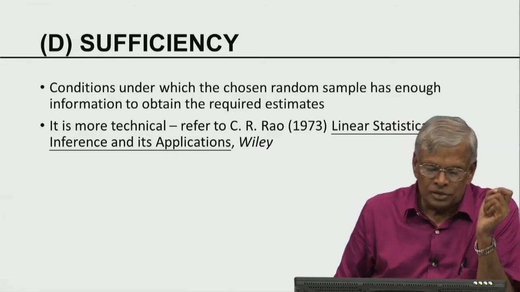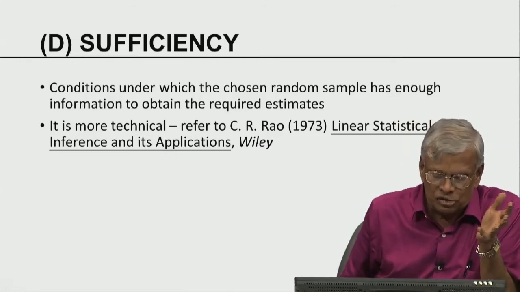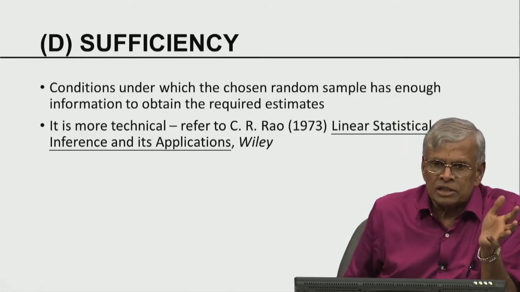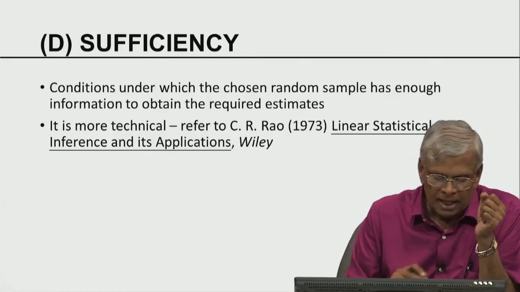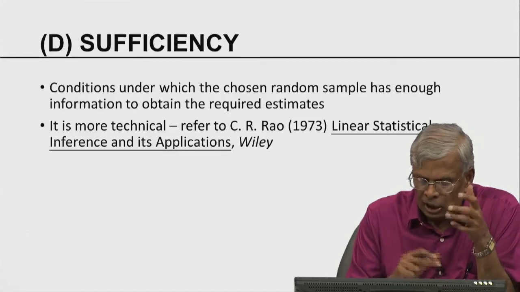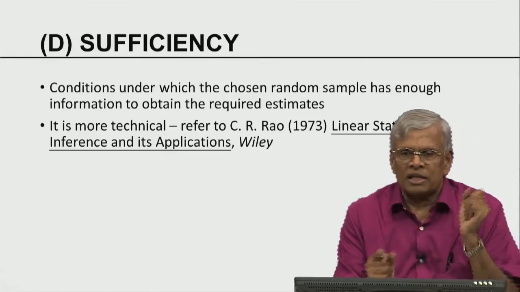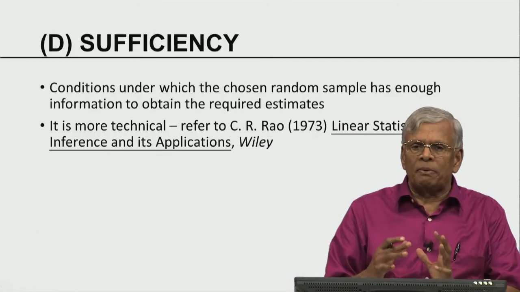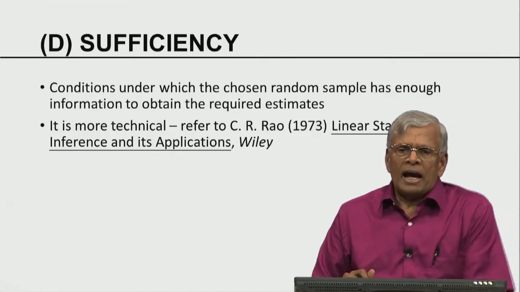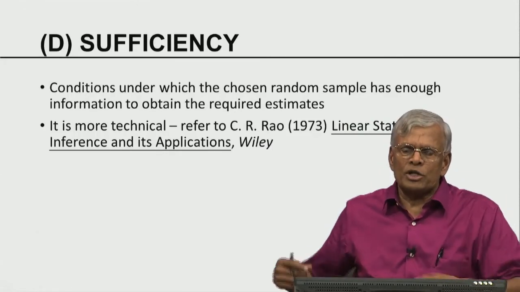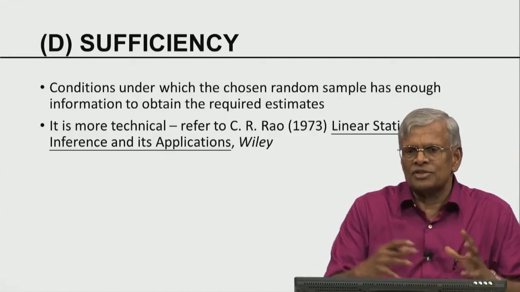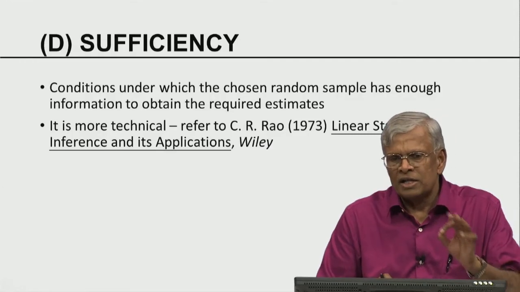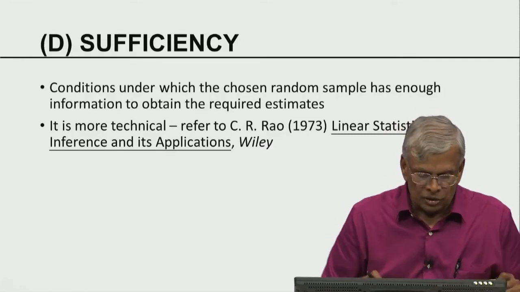Sufficiency is another criterion. We are not going to go too much into the discussion of sufficiency. It is a little bit more technical. Conditions under which a chosen random sample has enough information to obtain the required estimate are related to sufficiency. In other words, does the chosen sample used to estimate have sufficient information to provide you a good estimate? Under what condition such sufficiency can be guaranteed is a very technical condition. I am not going to go into the details.